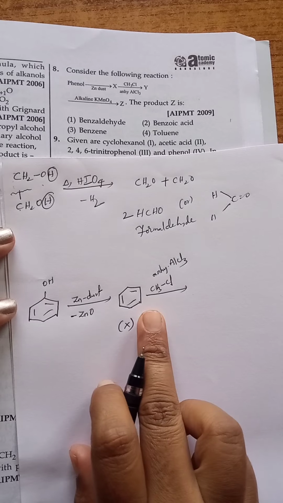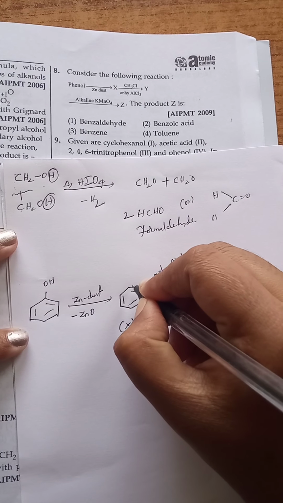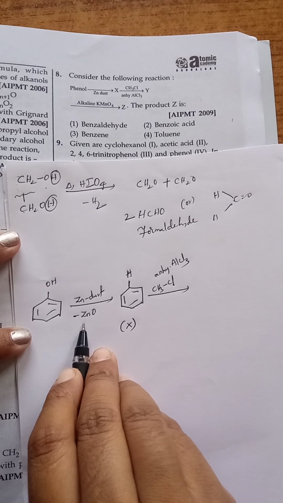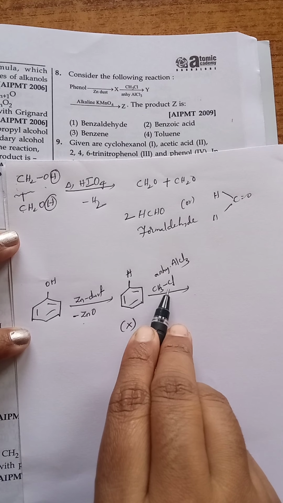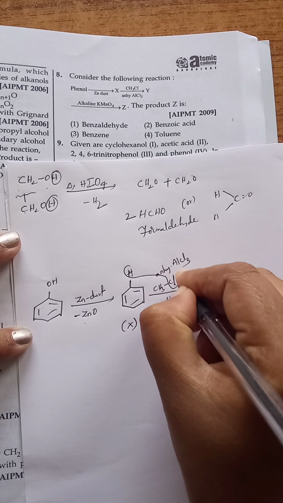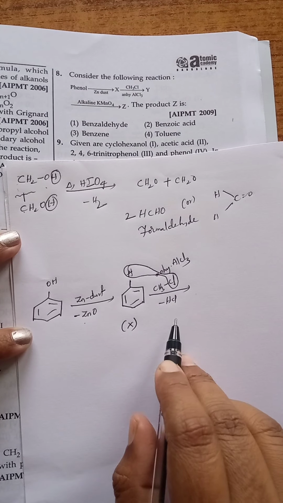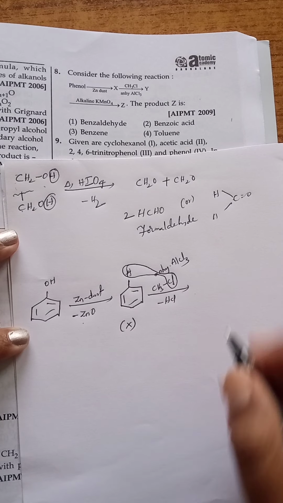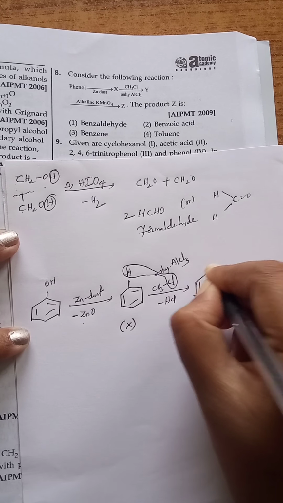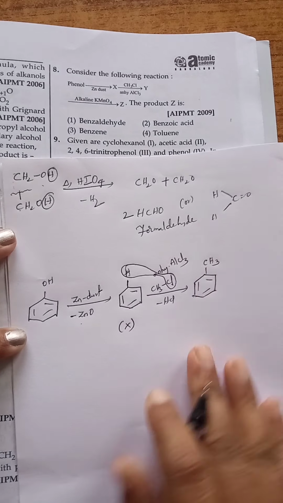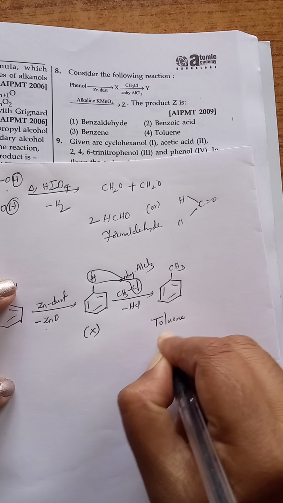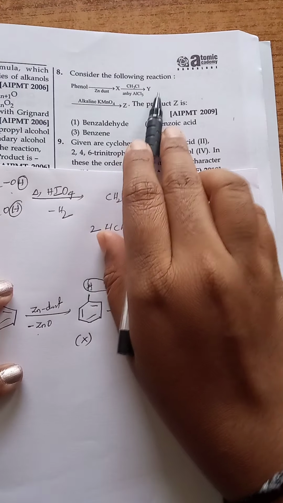This is nothing but alkylation. Here hydrogen is present after removing oxygen. This hydrogen reacts with Cl and eliminates as HCl. Hydrogen and Cl together eliminate as HCl, and CH3 is added to the benzene ring and we get methylbenzene, or toluene. This is the Y product. Now we got Y.